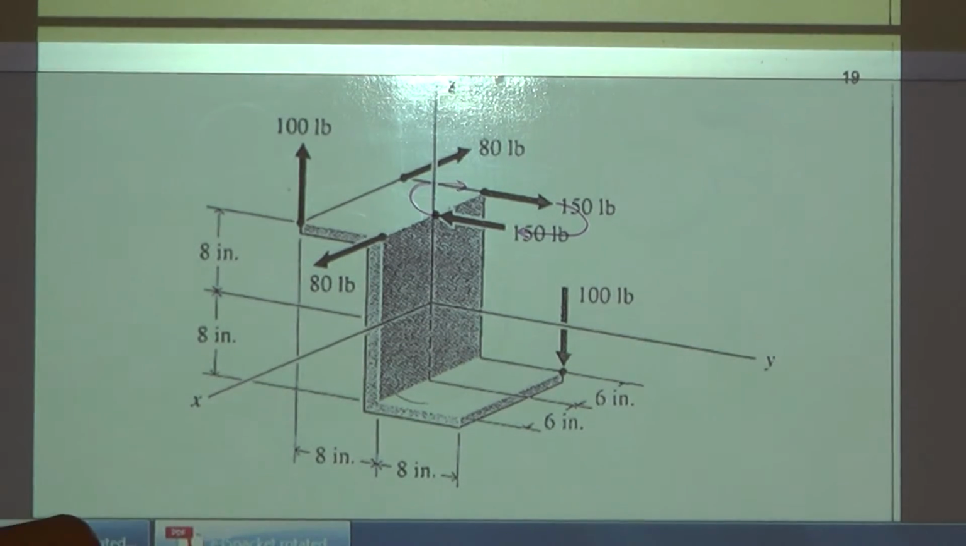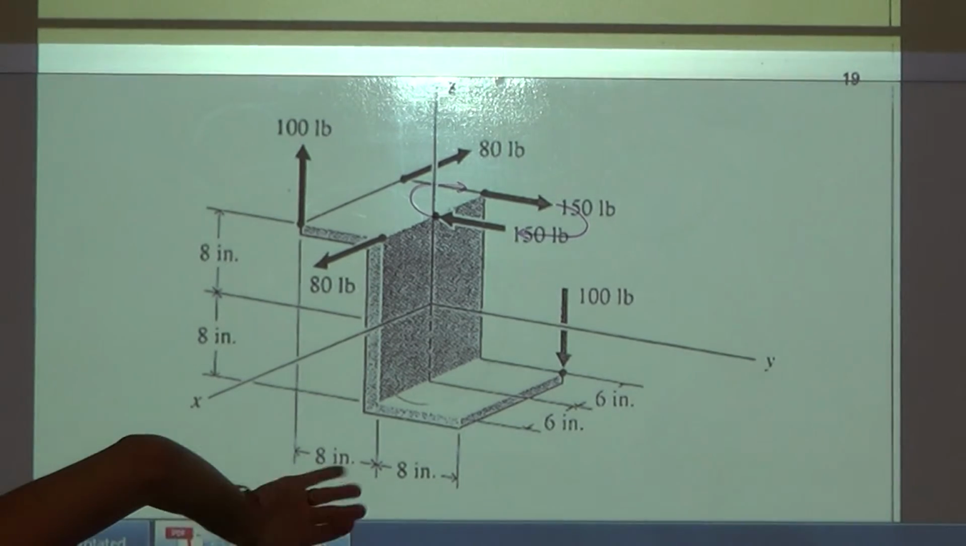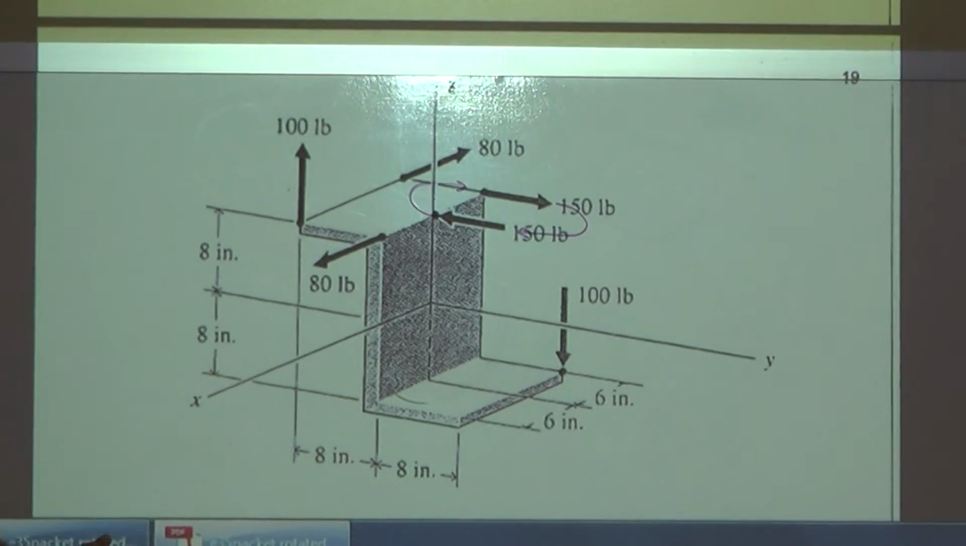And which way is everybody's? Let me see your right hand. Which way is your thumb pointing? In the down, in the negative Z. So it creates a moment in the negative Z.